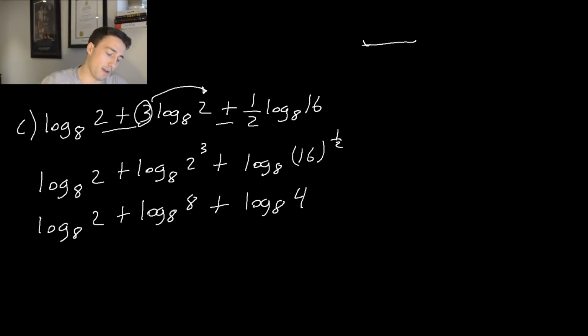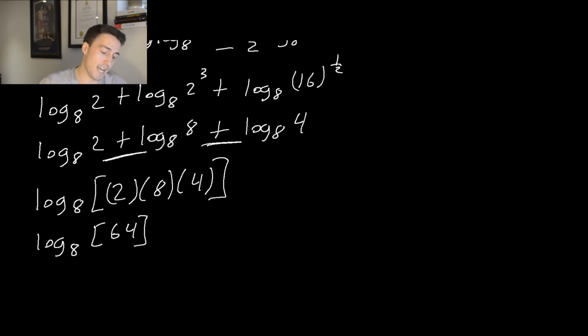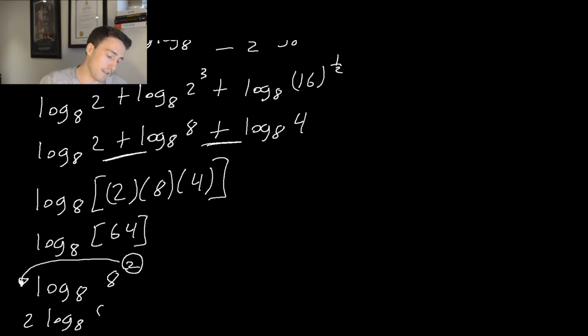So now that I'm at this point, I'm going to use the product rule because we're adding these together, and it's all the same base. So this is going to be log base 8, and then inside here will be 2 times 8 times 4. So if we do all that, we'll get 16 times 4, so this will be 64. And again, I want the inside of this to be the same as the base. So this is log base 8 of 8 squared. Because 8 squared is equal to 64. Now again, I'm going to bring this 2 in front, and this will be 2 log base 8 of 8.